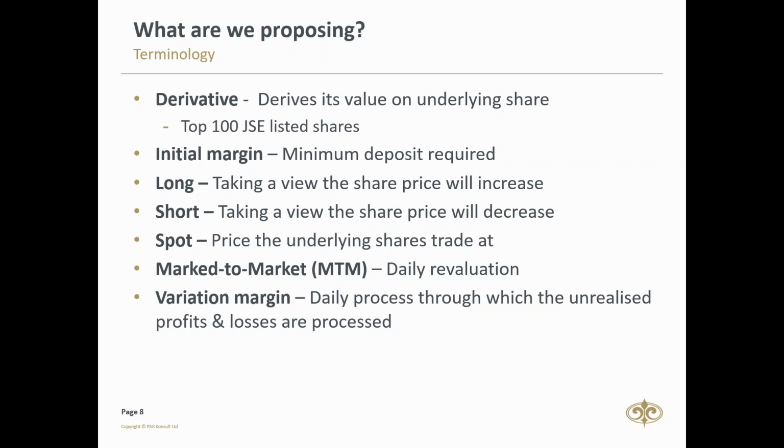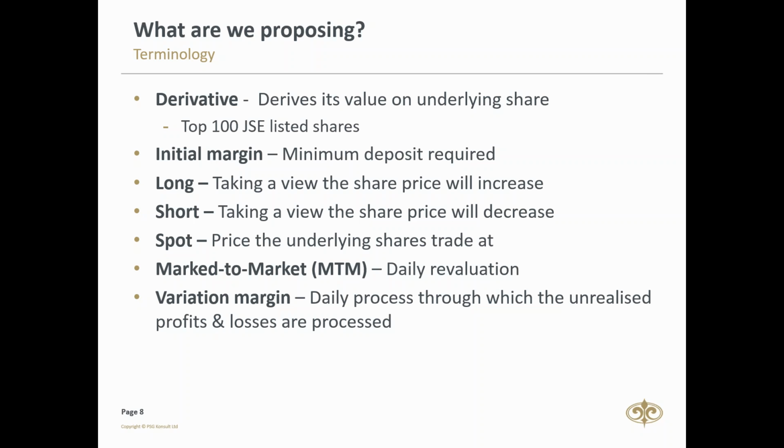A CFD is a derivative. What is a derivative? A derivative is a product that derives its value directly from the underlying share. At PSG, we offer CFDs only on the top 100 listed instruments. You might ask, why not the full range? Well, a lot of those shares in the latter part, the 200 to 400 shares, are very illiquid. When we trade derivatives, we don't only want to get in, we want to get out quite quickly and not cross big bid-offer spreads.